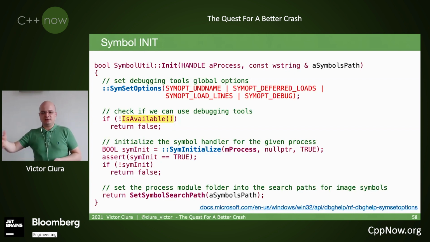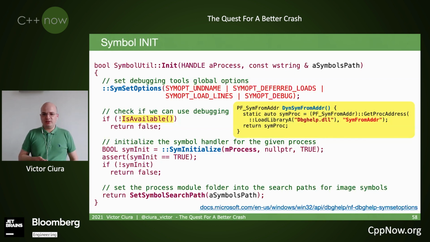For example, it looks in particular folders in Windows, or it looks at particular symbol servers that it might reach over the internet. So basically, this is how we force it to look at the symbol information in our build artifacts.